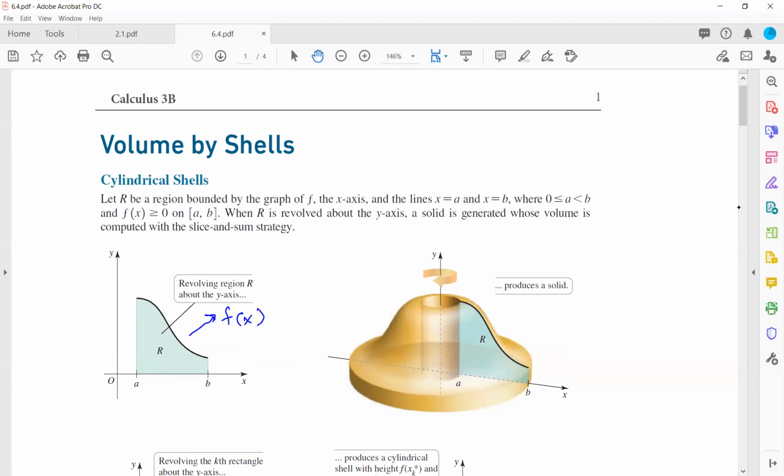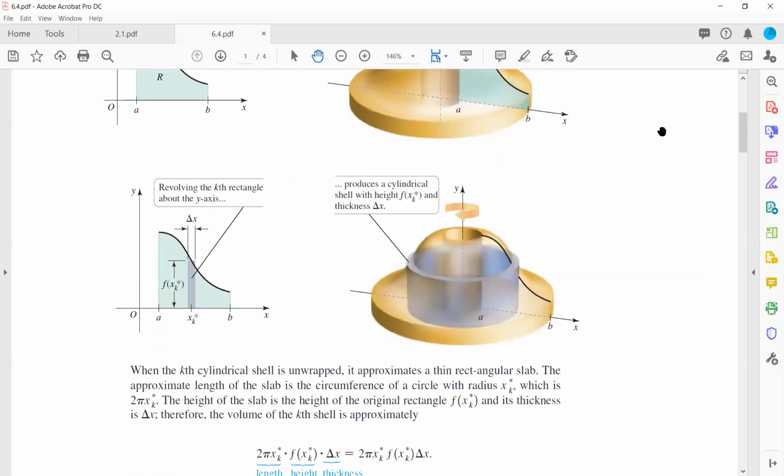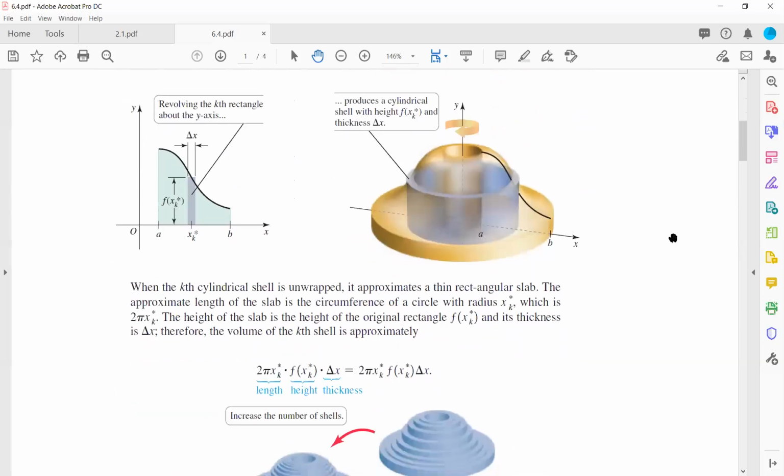Suppose you revolve this region R about the y-axis. Okay, vertical axis, y-axis, and we are just revolving this region around the y-axis. A solid is generated whose volume can be calculated using the shell method.